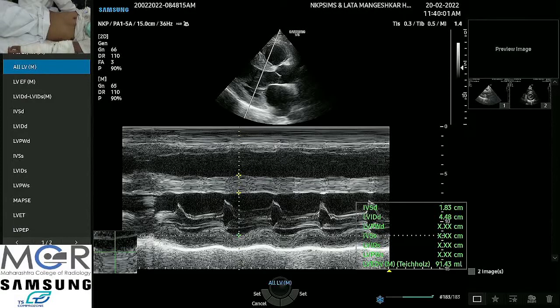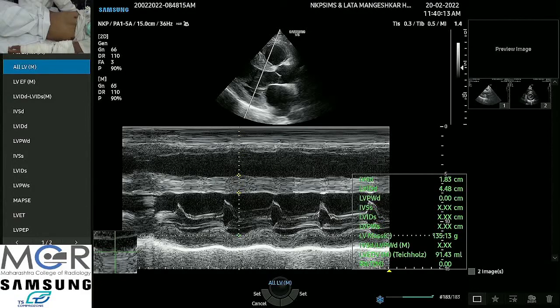LVID, left ventricular internal dimension during diastole, is measured from the trailing edge to the leading edge of the posterior wall, which measures 44 millimeters. This is the posterior wall. The posterior wall is also thickened. When both the walls are thickened, this is called concentric LVH. When only one of the walls is thickened, this is called eccentric LVH.